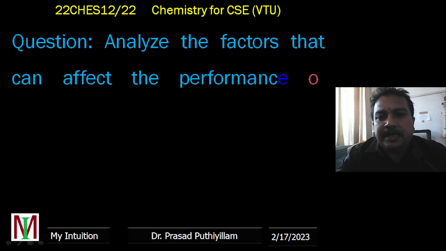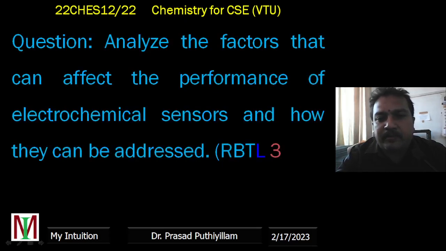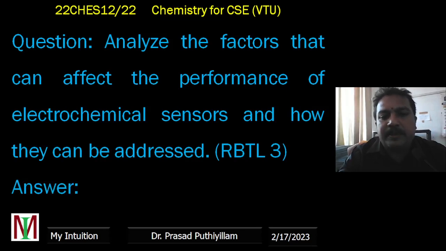Another question: analyze the factors that can affect the performance of electrochemical sensors and how they can be addressed. The level of this question is 3. I'll be considering a few level 2 questions, more level 3 questions, and very few level 4 questions. Level 4 questions are a little bit tougher, level 3 questions are a little bit complicated, and level 2 are comparatively easy.